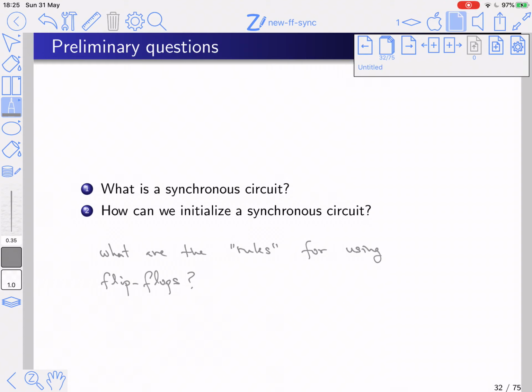Welcome to part 2 on synchronous circuits. You may ask the following questions. What is a synchronous circuit? What are the rules for using flip-flops? And once we use these flip-flops, how do we initialize the outputs of these flip-flops so that we know what their outputs are in the first clock cycle?